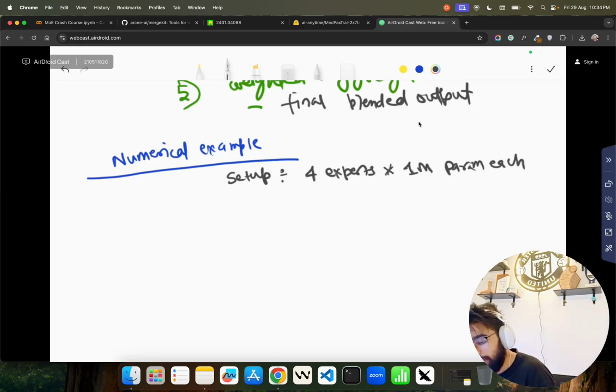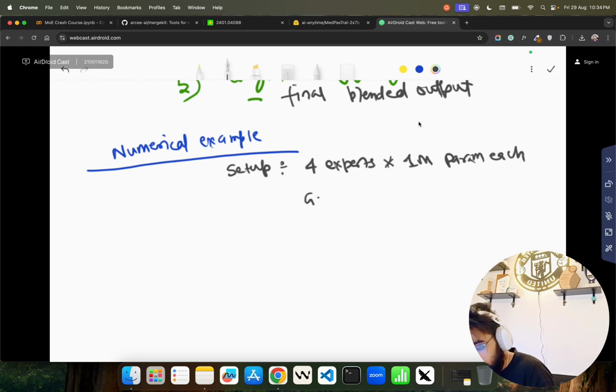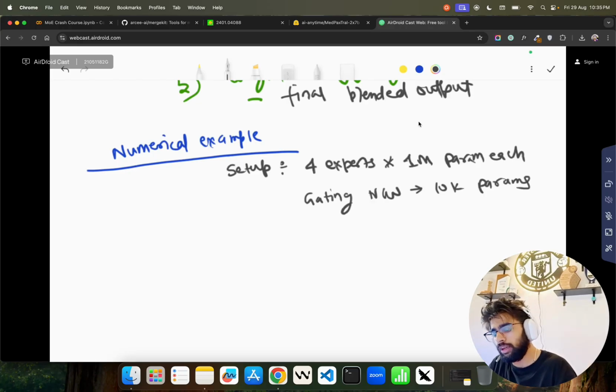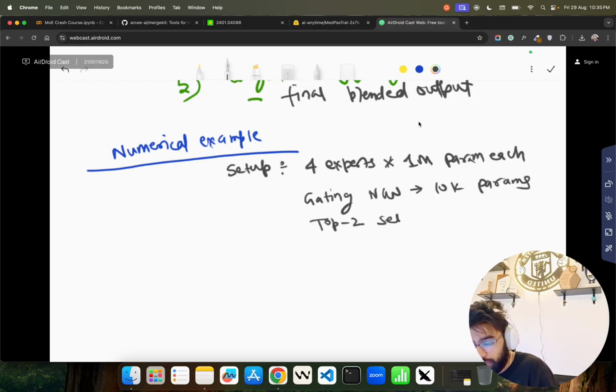And then there is a gating network. Let's say the gating network has 10K parameters, because gating networks will always be small. They will not have the same kind of parameters that the experts have. The gating network is a small network. So let's say it's 10K parameters. And then we have top two selection out of the four experts. So this is a numerical understanding that I'm showing you.